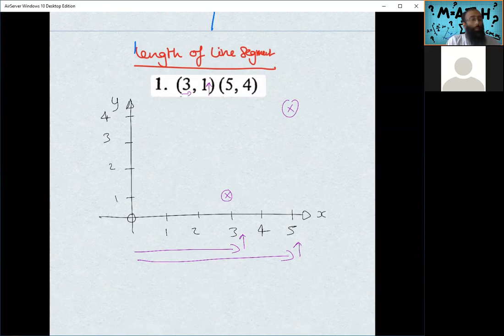Okay, so I'm going to use a ruler. I'm going to move this out of the way. Let's do a nice little line. Join them up, please. So there's my 2 points. That's 3, 1. And that one is 5, 4.